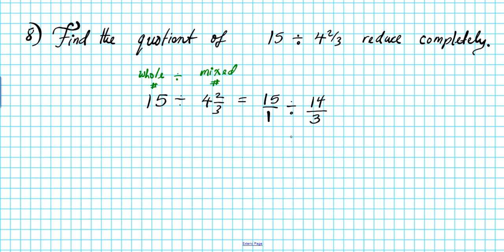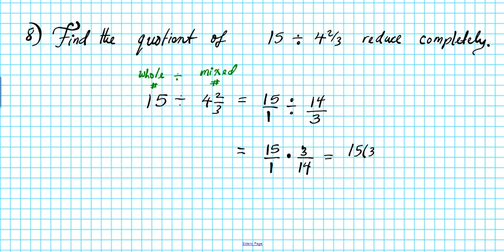Now we are going to drop, change, flip. Okay, we write this division problem as a multiplication problem. So when we DCF this problem, we drop the dividend, 15 over 1, change your division to a times, and then you flip your divisor by interchanging the numerator with the denominator and the denominator with the numerator. Okay, check to see if you can cross reduce. 15 and 14 do not have any common factors, so we just multiply horizontally.